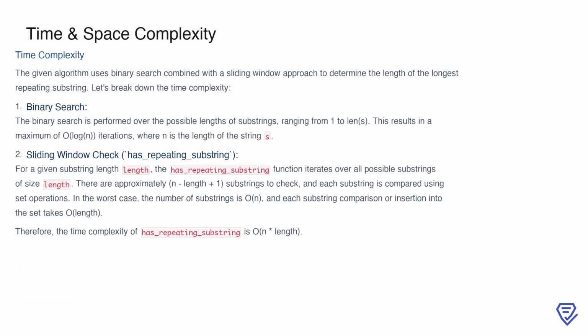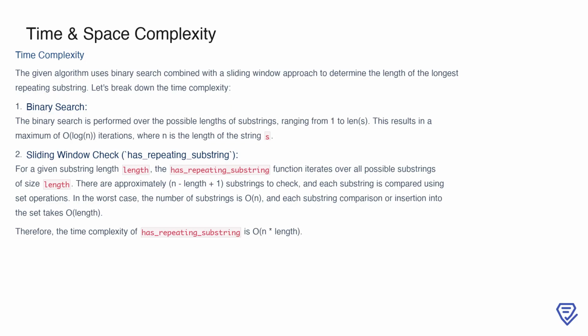To analyze the time complexity of this algorithm, we start with the binary search component. The binary search operates over the possible lengths of substrings, ranging from 1 to the length of the string s. This gives a maximum of O(log n) iterations, where n is the length of the string.